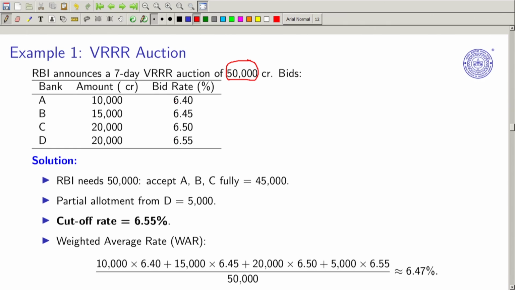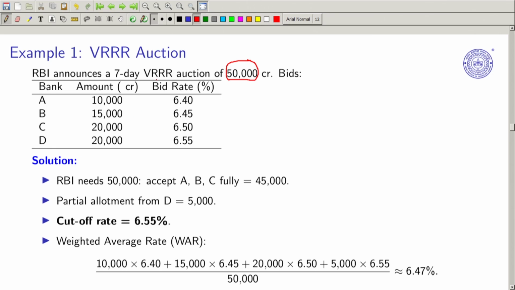As you can see, the RBI would prefer first bank A at 6.40, because it is a reverse repo and RBI has to pay the rate of interest on this. So, 6.40 followed by 6.45 and then the third one. So, how much?